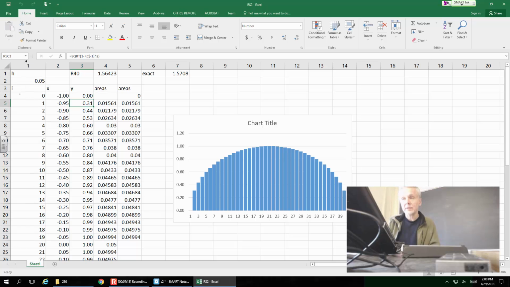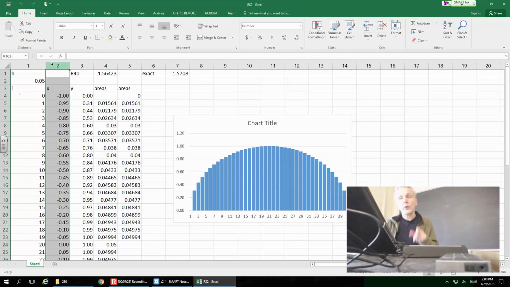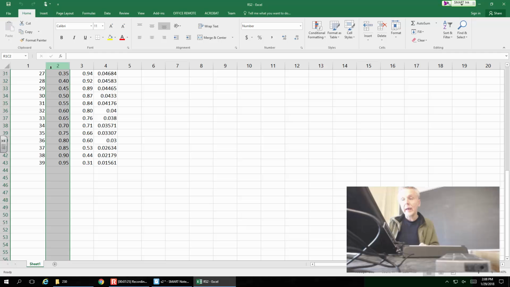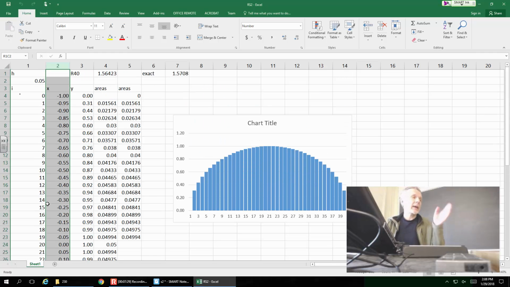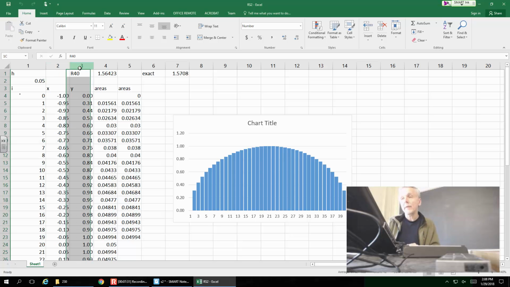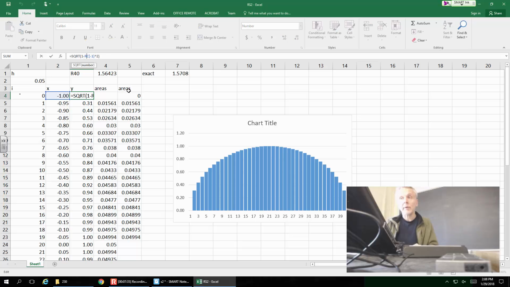That's the column. The next step is to find the x's, starting with -1 and ending with 0.95, so all the way through. We are picking the left endpoint in each of the intervals. Then over here, we did the y's. Here's the formula. Remember the formula? Naturally, the square root of 1 minus x squared. Okay, so that's the column x.